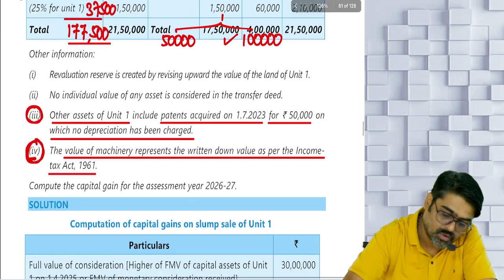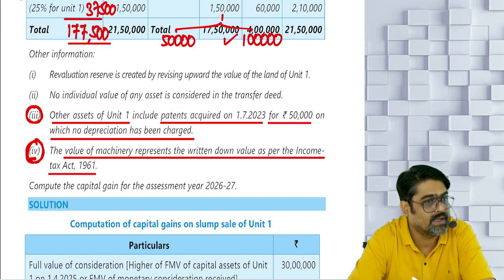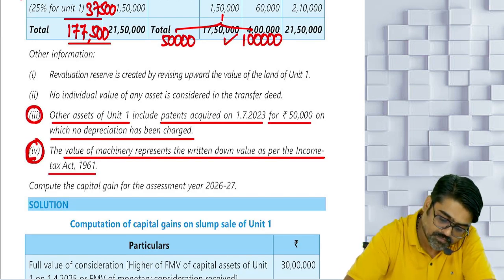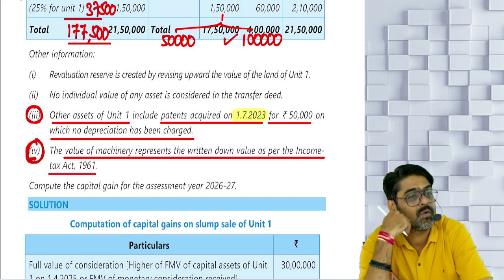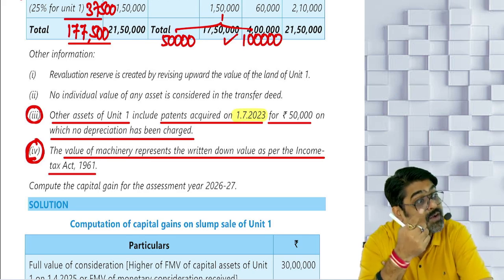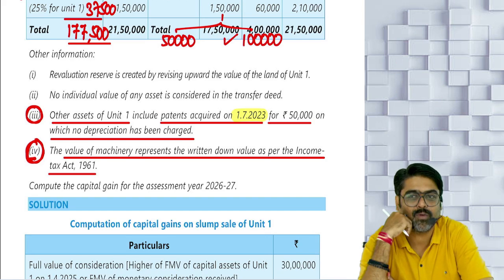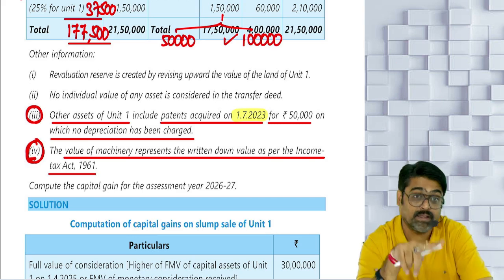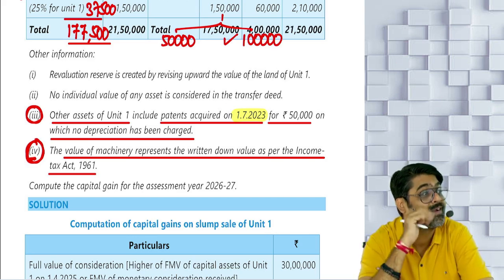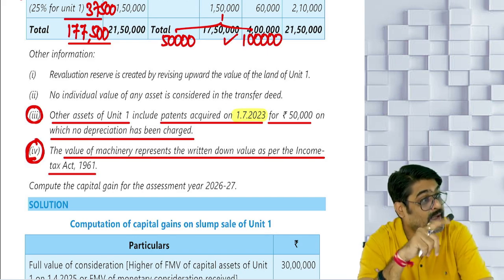Getting my point? So, what will be the depreciation for first year? 50,000 into 25%. And see, when the patents were acquired, 1st July 2023 to 31st March 2024, 180 days or more. Hence, for the first year, the depreciation was full, 25%. If I would have been your examiner, instead of 1st July 2023, I would have written 1st November 23. So patents are acquired in 23-24, but in that year they were put to use for less than 180 days. So first year depreciation would not be 25%, it would be only 12.5%.